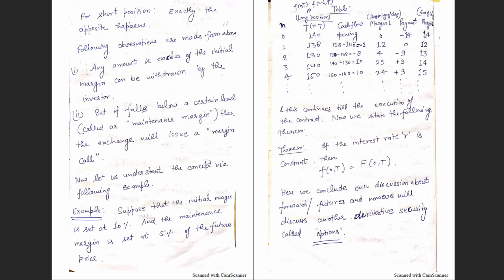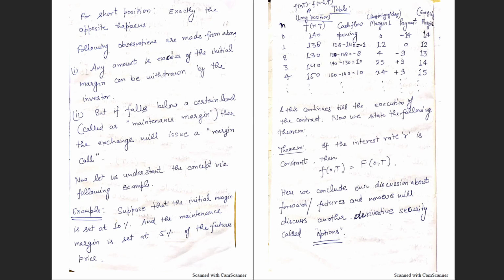Very briefly, I'll tell this theorem: if the interest rate R is constant, then the forward price and future price at n equals 0 would of course be equal, because at n equals 0, almost all the properties they have are similar. So here we conclude our discussion about forward and future, though it is very short. What we discussed about forward and future are very large topics. But now we are going to discuss another derivative security, and that is called options.